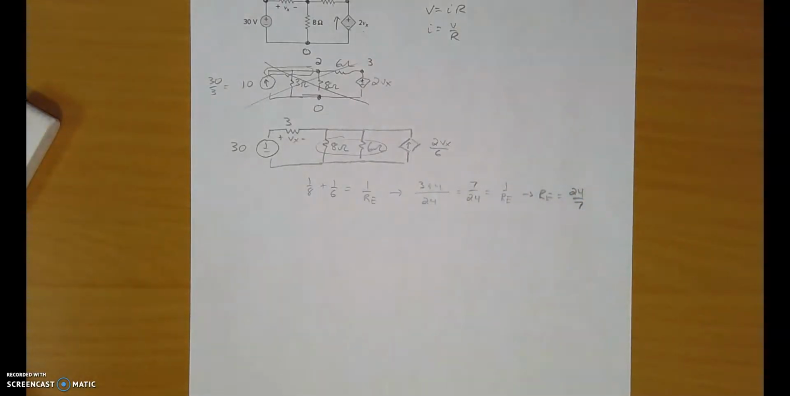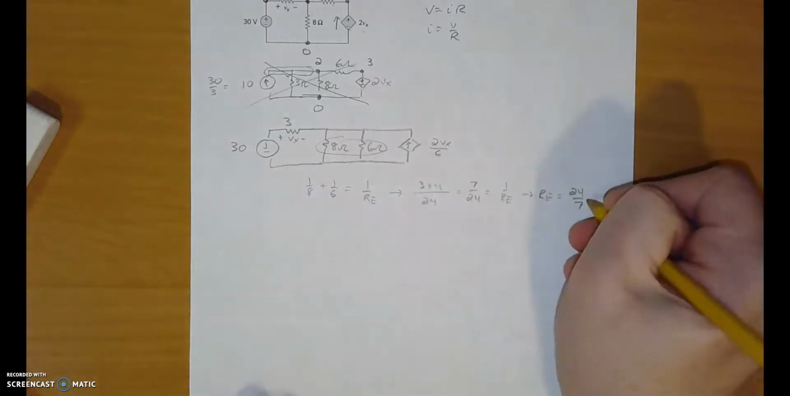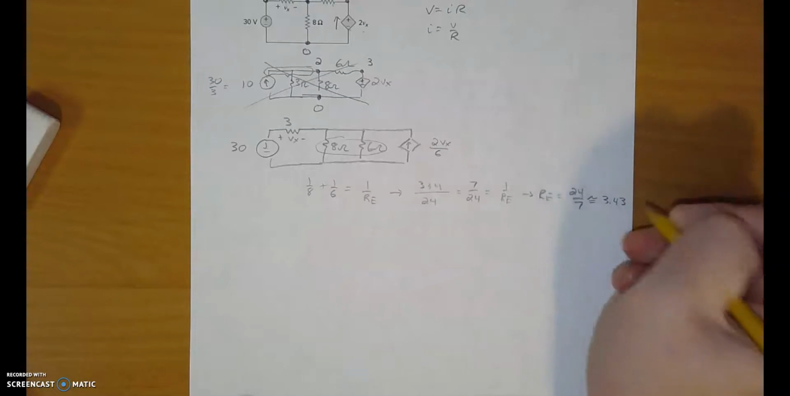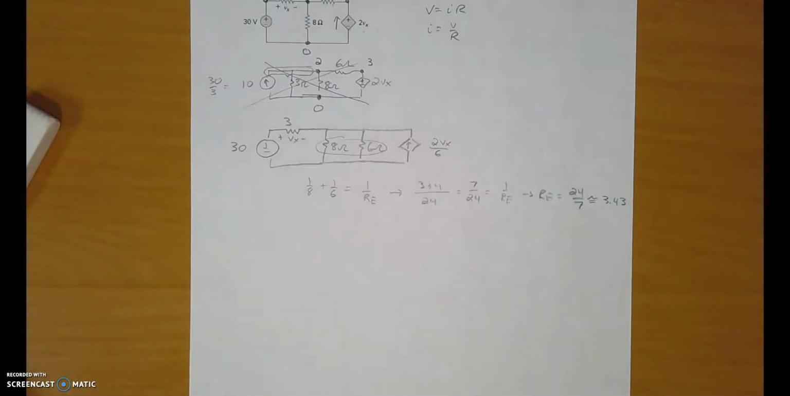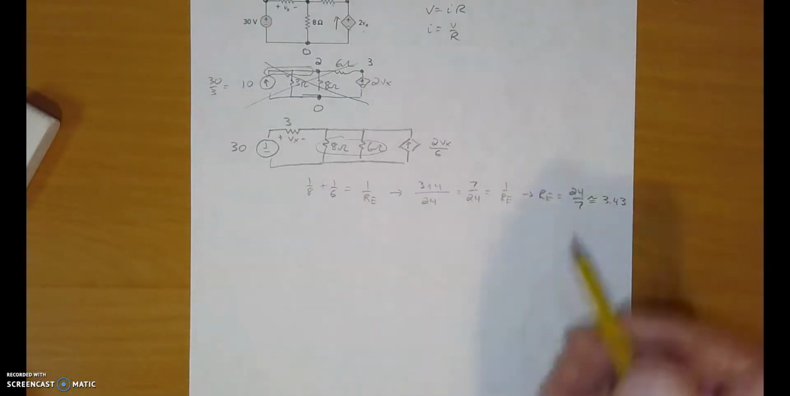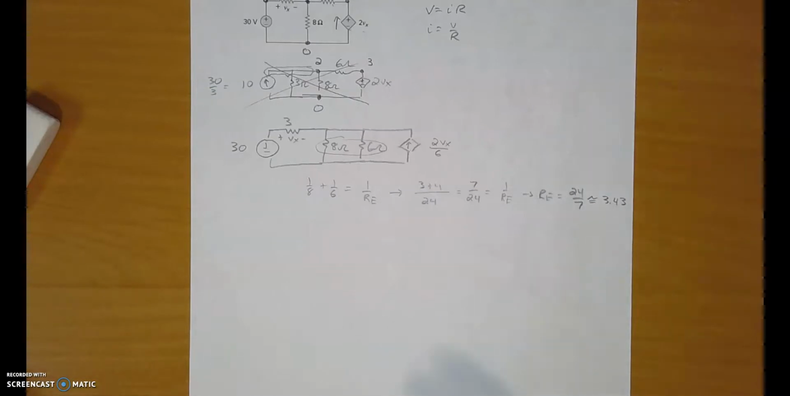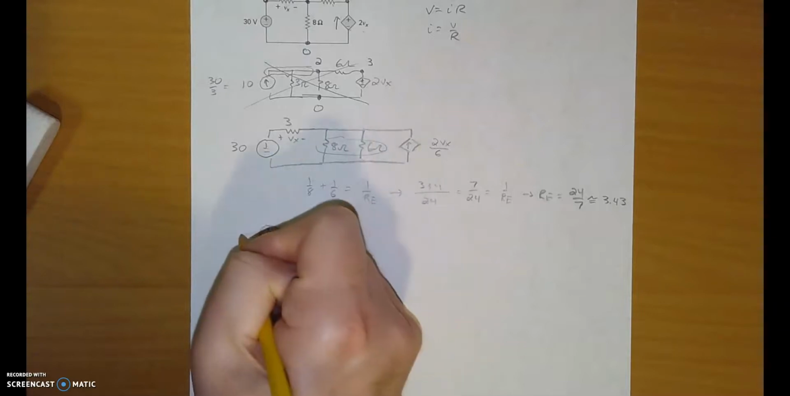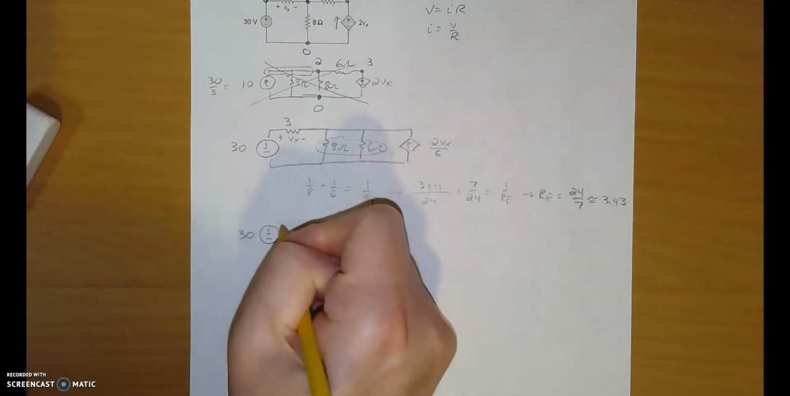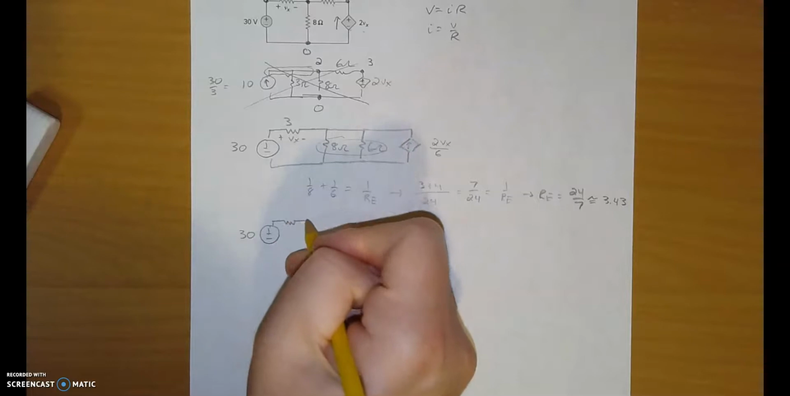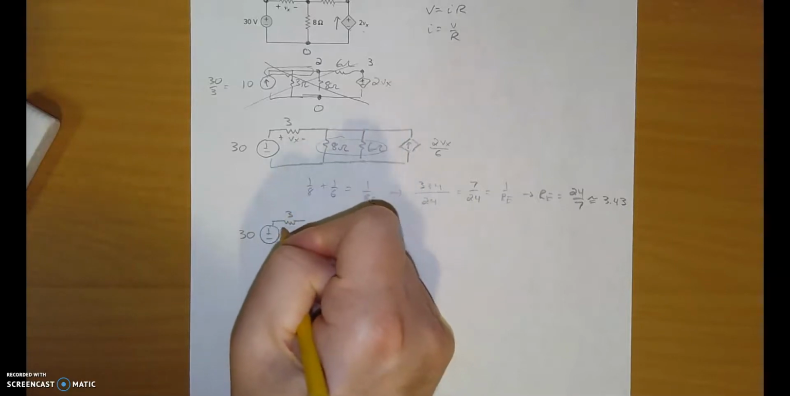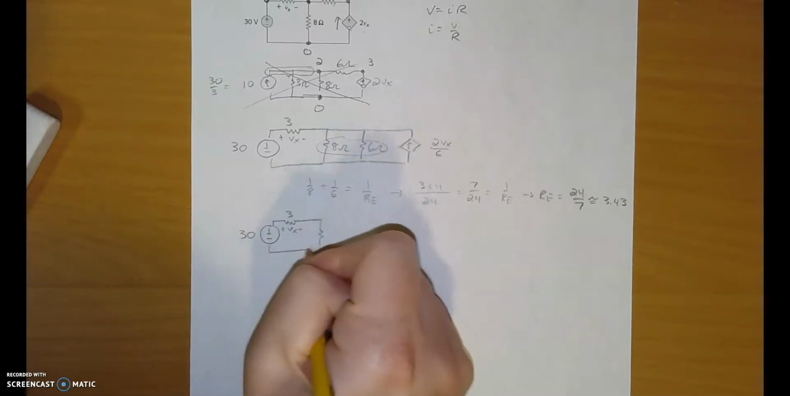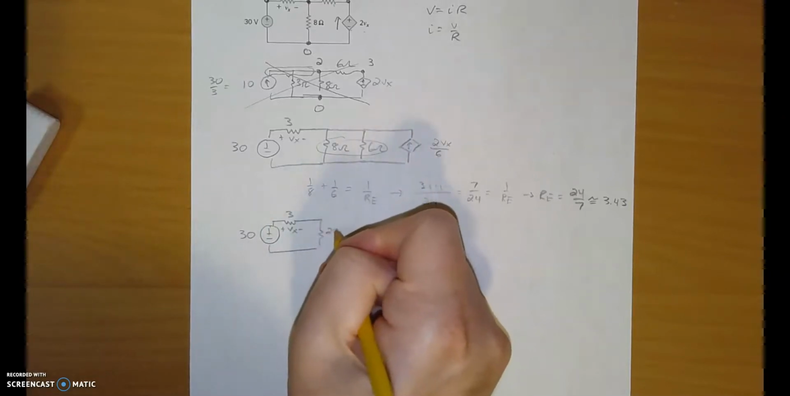And if you really wanted to, you could put it into a decimal. It's approximately 3.43 if you wanted the approximate decimal of that. But I would keep it as 24 over 7. So let's redraw that circuit. So we have 30 volts. We have our 3. We have our Vx. We have our 24 over 7.